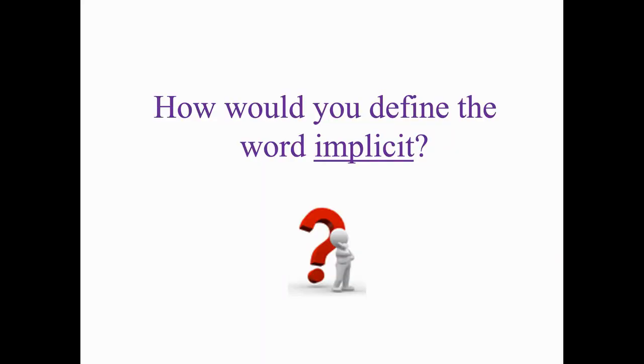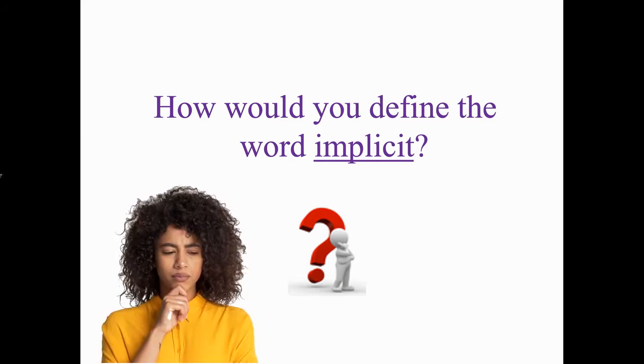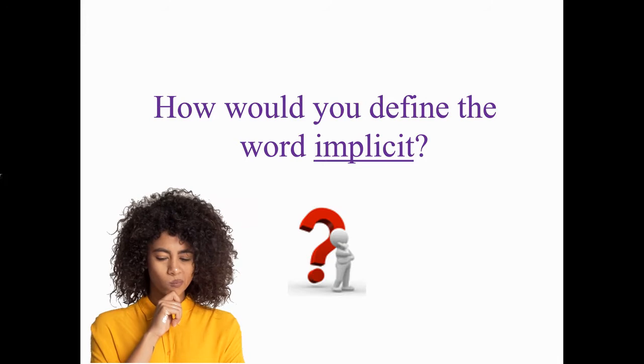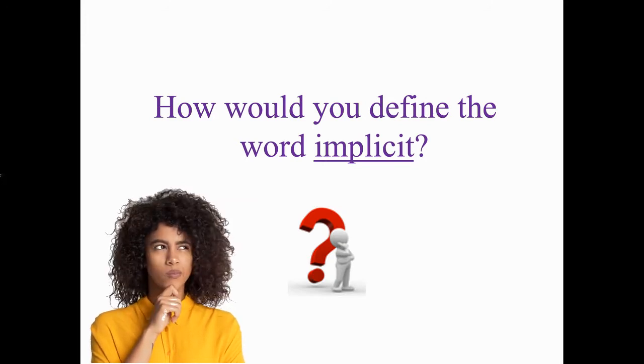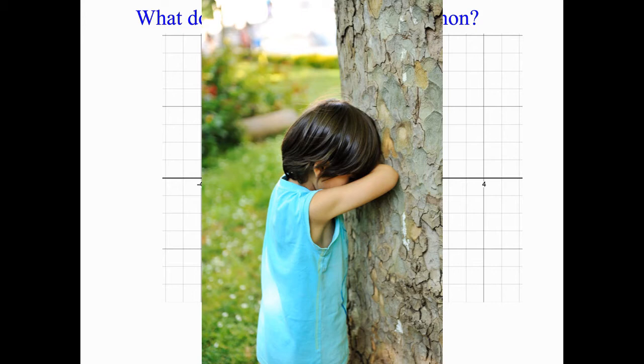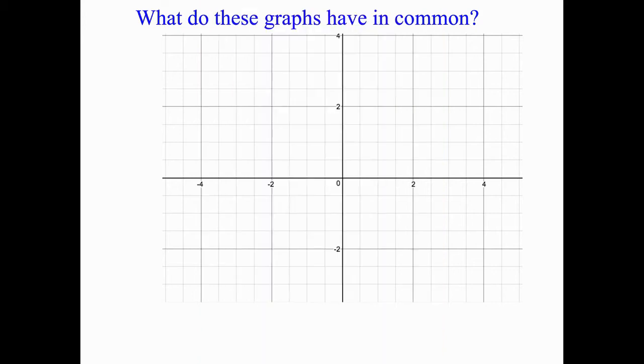How would you define the word implicit? Weird, right? Think for a moment. What does it mean to you? Well, I want you to take that idea that you have in your head right now, and we're going to apply it mathematically. So when we talk about something that's implicit, we think of something that's hidden, it's implied, it's not clear, explicit. It's something that's not direct, it's more indirect, okay? So keep those ideas going in your head here.